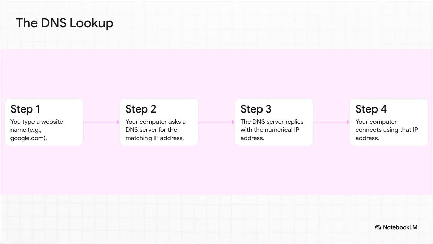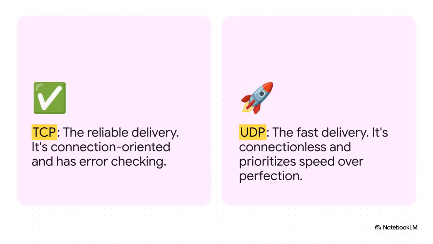The very first rule is figuring out where to go, and for that, we use DNS, the domain name system. Just think of it as the internet's giant phone book. You and I, we remember names, like Google.com. Computers, not so much. They need numbers. DNS is the translator that turns that name into the actual numerical IP address our packet needs to find the server.